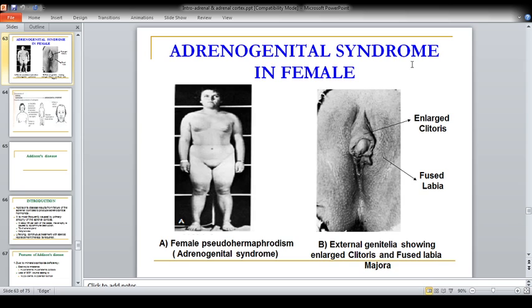So we can see the adrenogenital syndrome in females. As you can see here, the clitoris is big. It looks like a penis. The labia is fused, and it gives the picture of a scrotum. Whereas if we look at the physical characters, the breasts would not be developed so much. The chest is broad, the shoulders are broad.